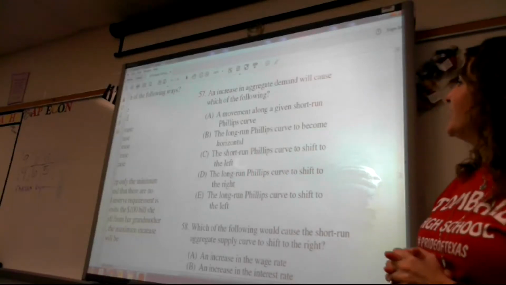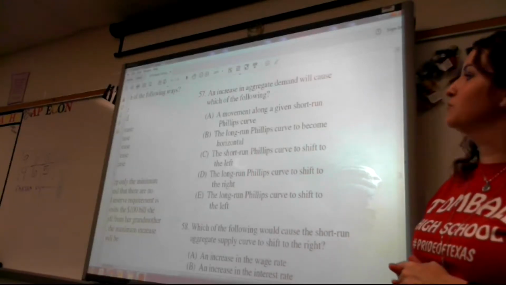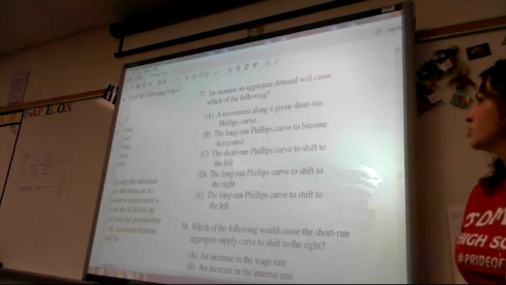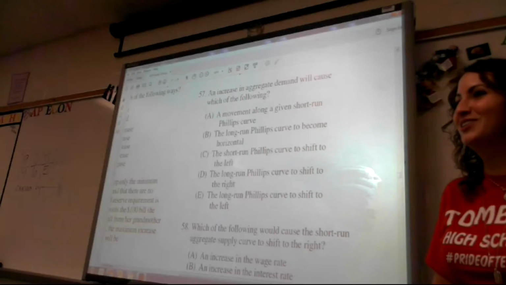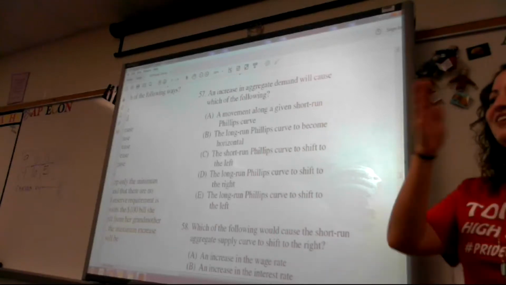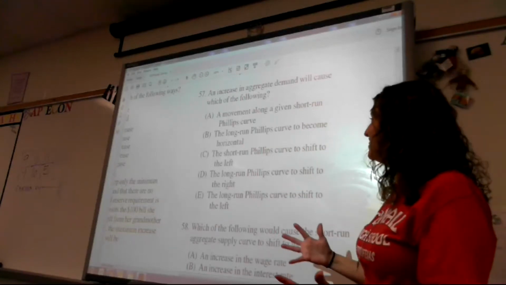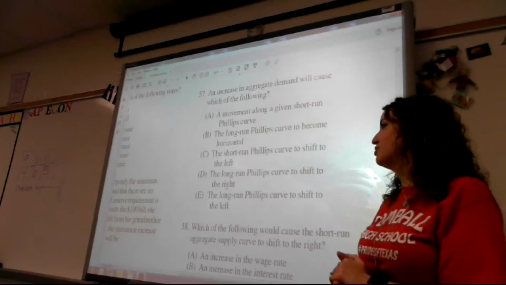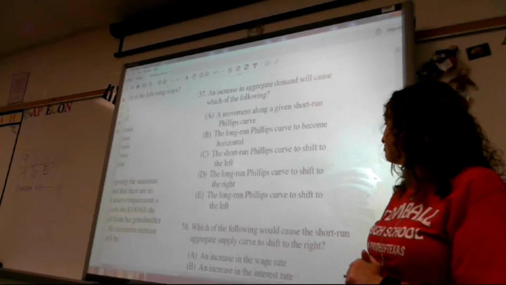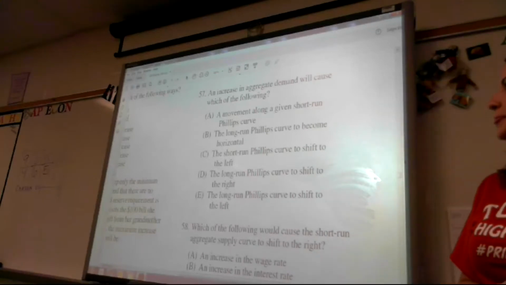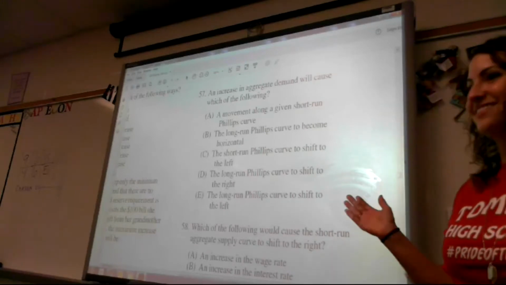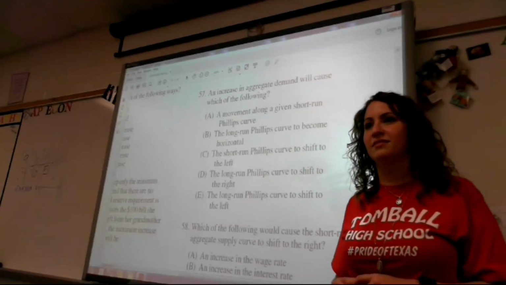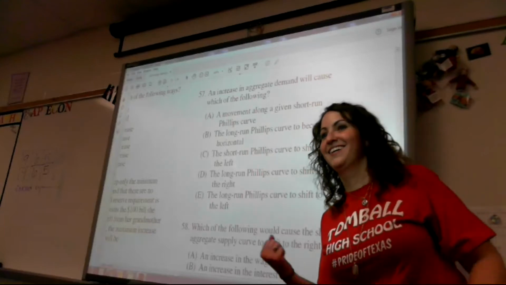Okay, last question. An increase in aggregate demand will cause which of the following? A movement along a given short-run Phillips curve, a long-run Phillips curve to become horizontal, a short-run Phillips curve to shift to the left, a long-run Phillips curve to shift to the right, a long-run Phillips curve to shift to the left. If it's an extent, then we could put that. A. Okay, if it's in, which one's down? I have to confirm with that one.